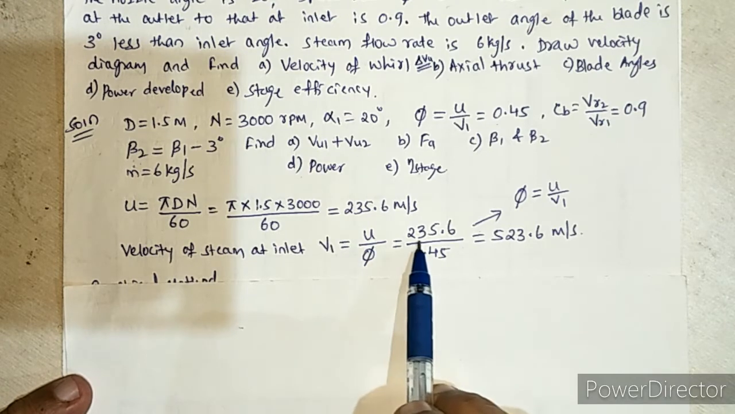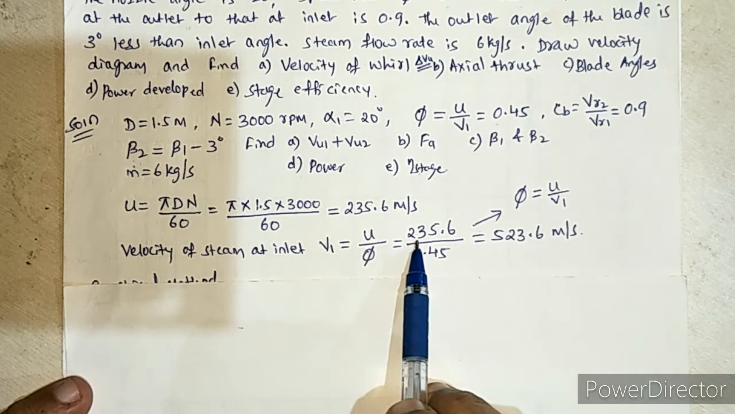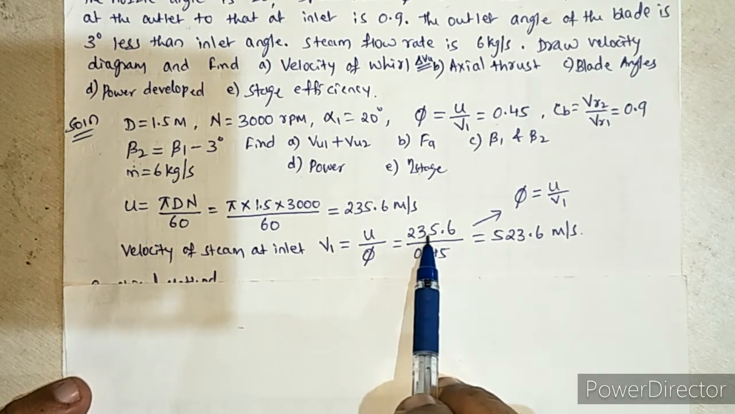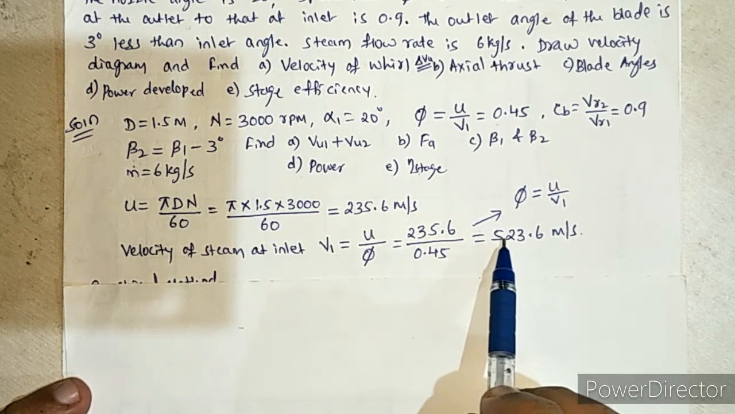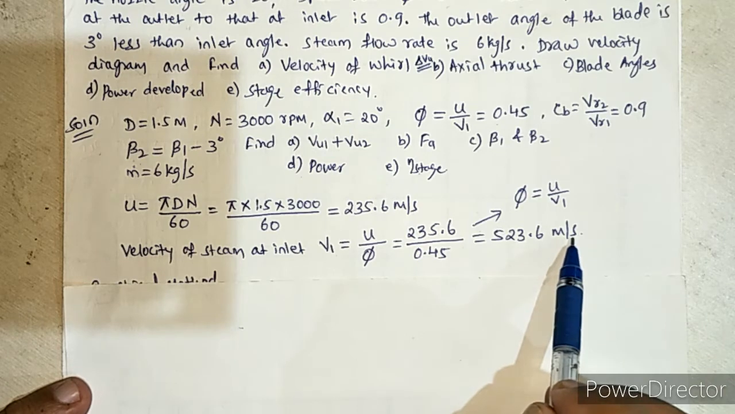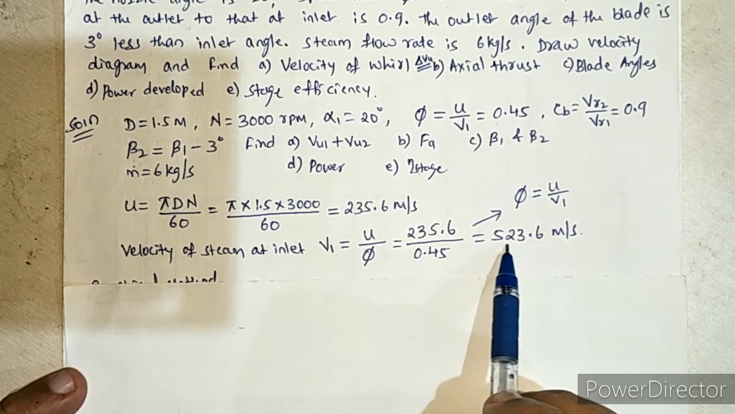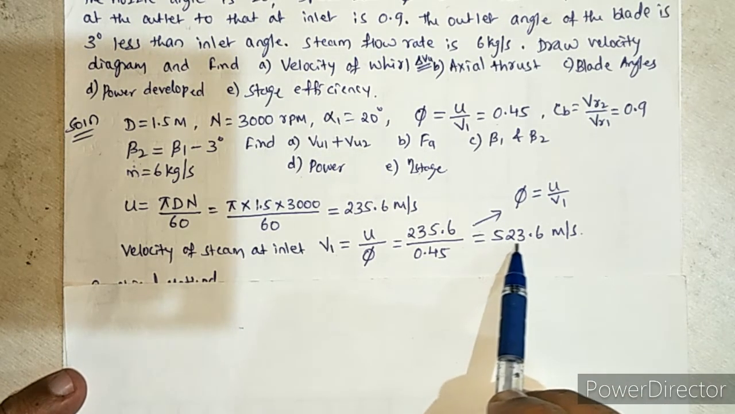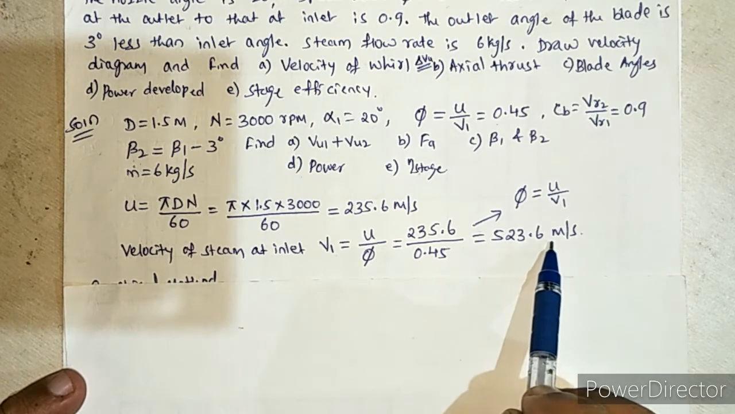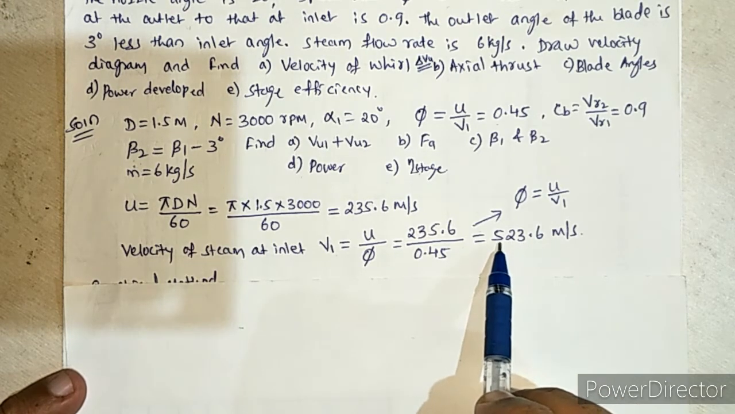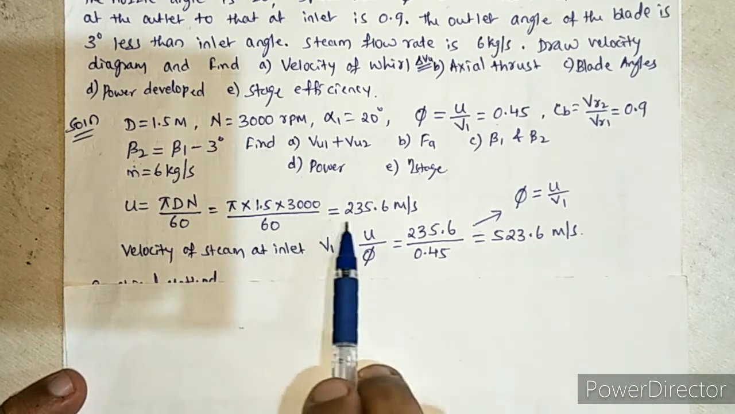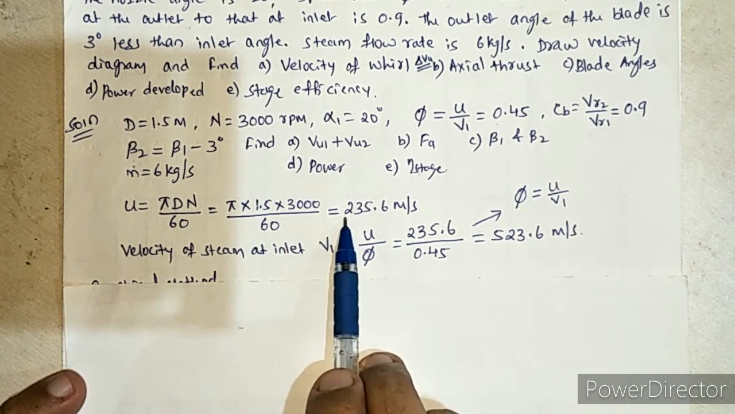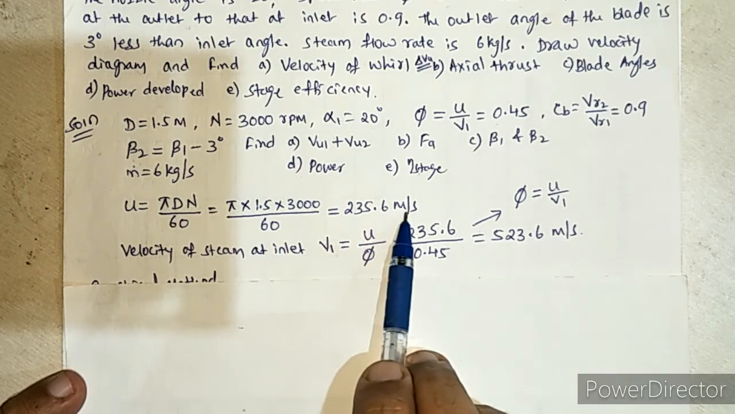So just substitute the values. We have calculated the value of u here, that is 235.6 divided by 0.45. So this is equal to 523.6 meters per second. So this is the value of v1, right? The velocity of the steam which is entering into the turbine. So that value is 523.6 meters per second. And we also calculated the value of u is 235.6 meters per second.